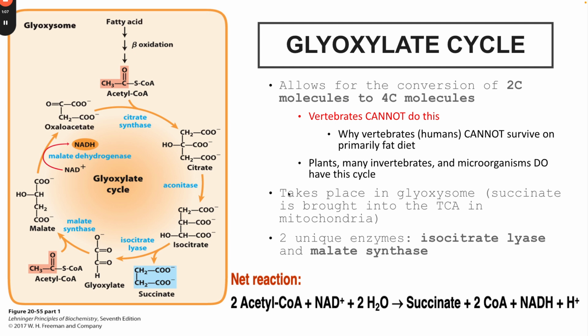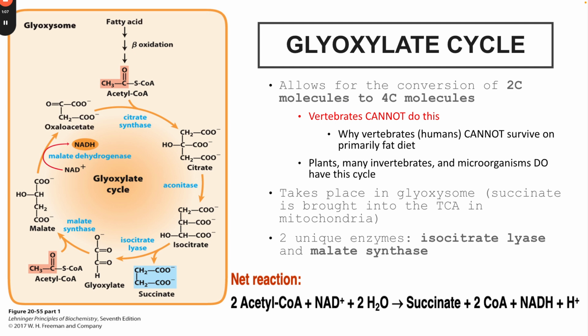And so yeah, the net reaction here: we have 2 acetyl-CoA molecules plus NAD plus 2 water molecules, and that gives us succinate, 2 CoA, an NADH, and an H plus. Yes? Is this an anaplerotic reaction in plants? So can they use the succinate from there to replenish?